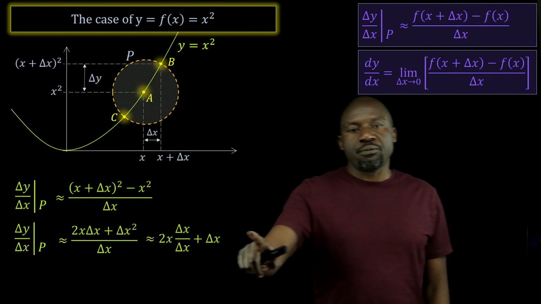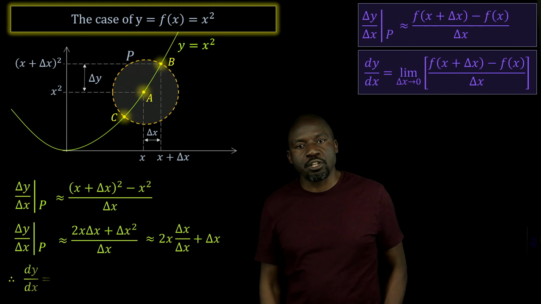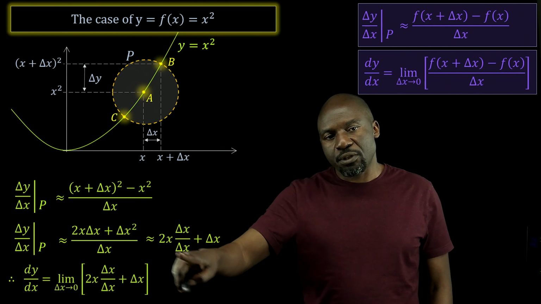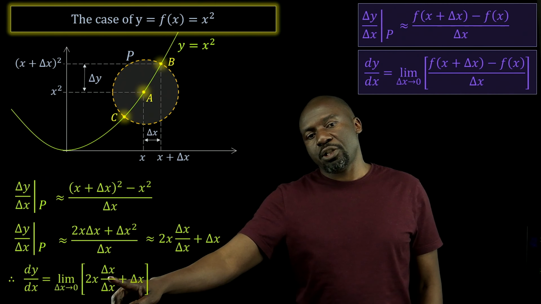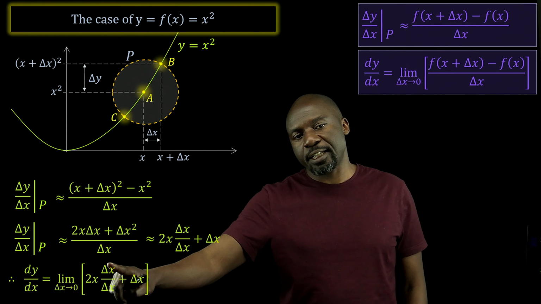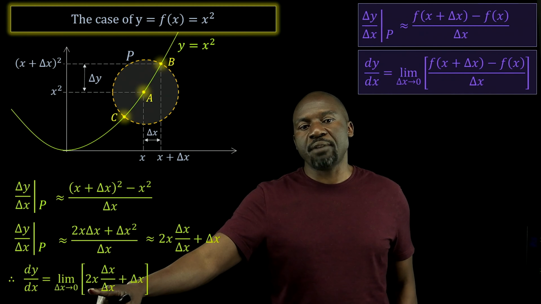Anyway, if we now feed this into that equation there, we say that the true gradient is the limit as delta x tends to 0 of this function here. Now, of course, this becomes 1. It doesn't matter how small delta x is. Delta x divided by delta x is always 1. So this will cancel out, and we are left with 2x.